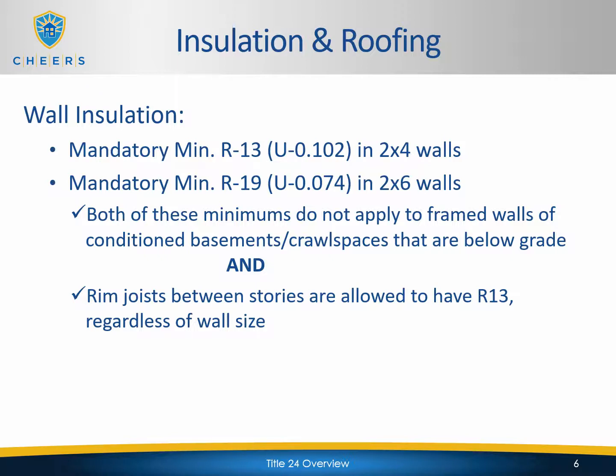Now the mandatory minimums. We talked about prescriptive. The mandatory minimums for walls is an R13 in a 2x4 and an R19 in a 2x6. Both of these minimums don't apply to frame walls of conditioned basements and crawl spaces that are below grade, and rim joists between stories are allowed to have R13 regardless of the wall size.